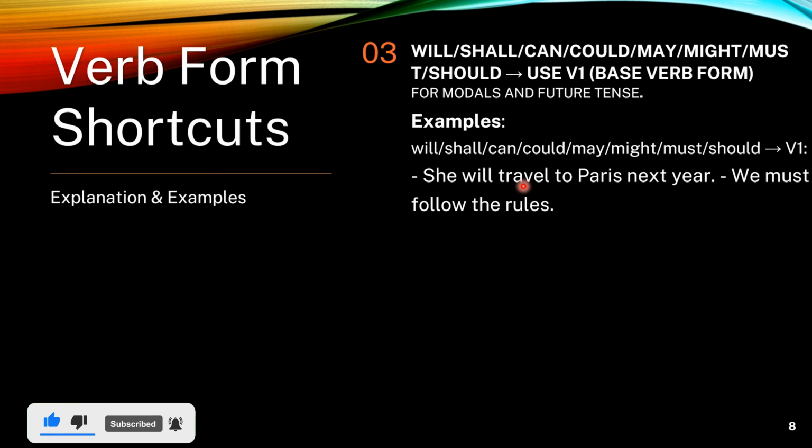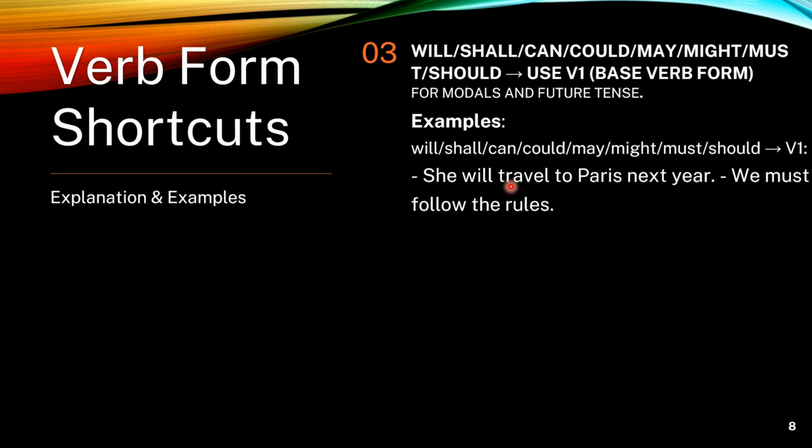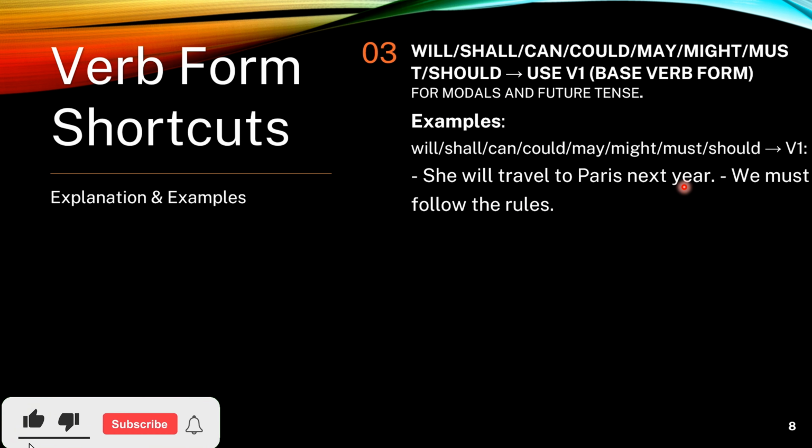She will travel. So we know who is traveling, right? We know who is doing the activity. So it is active voice. This sentence has an active tone, right? She will. When we see will, we always go with the first form of the verb, right? So she will travel to Paris next year.